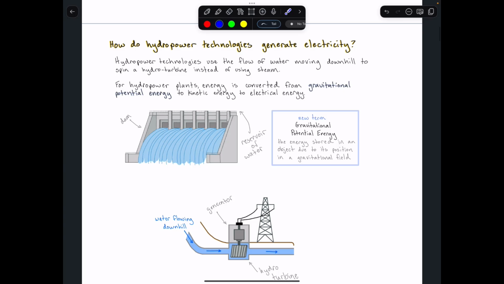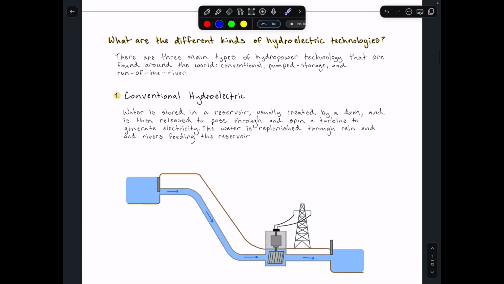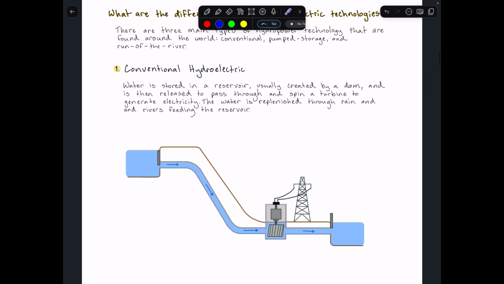Now I want to go over the different kinds of hydroelectric technologies. There are actually a couple different kinds. There are three main types of hydropower: conventional, pumped storage, and run of the river. And first we're going to discuss conventional.